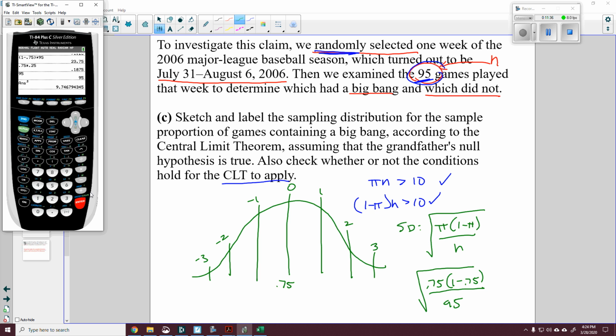And I find out that my standard deviation, I think I did something wrong here. Yes, I did. I didn't divide it by 95. That didn't look right at all. So trying again, 0.75 times 0.25. Now, divide it by 95. That works better. And now I'm going to take the square root. And there we go. That's a lot better. So 0.0444. So this is equal to 0.0444. So I'm going to kind of label my diagram.